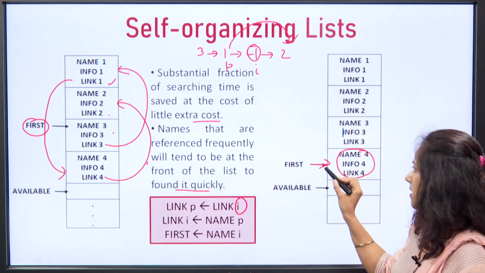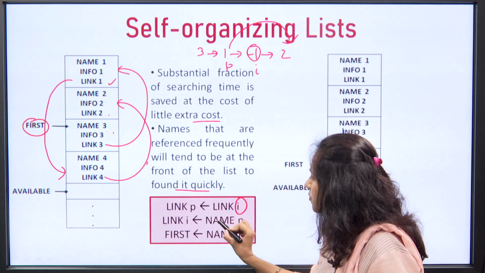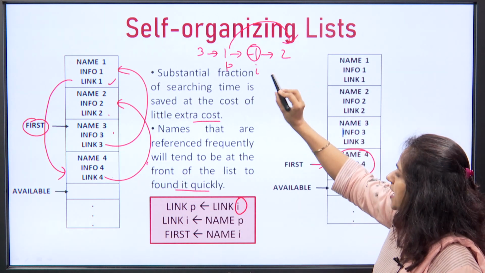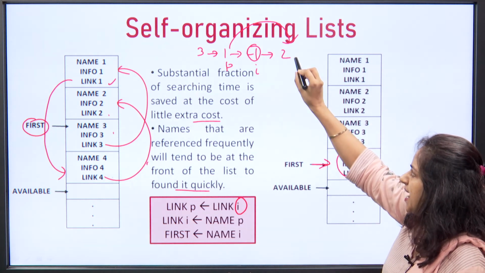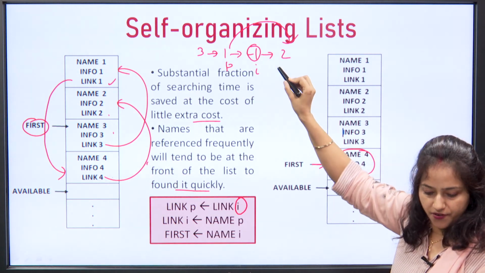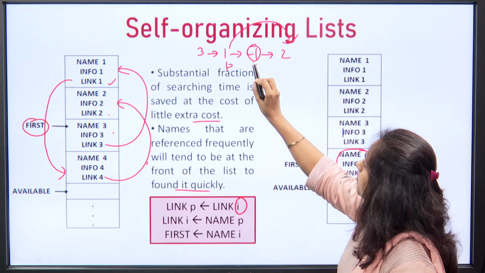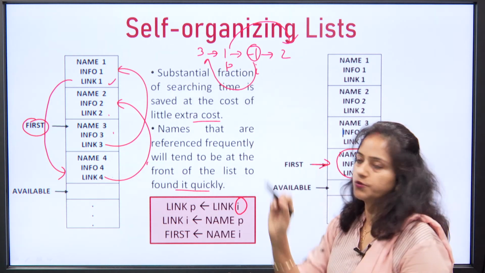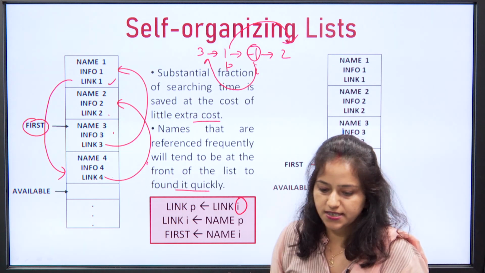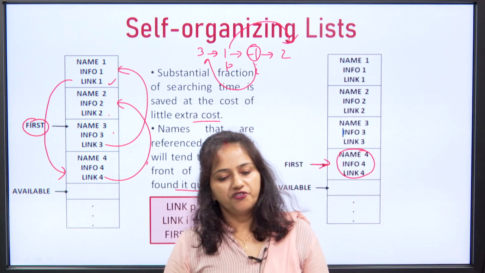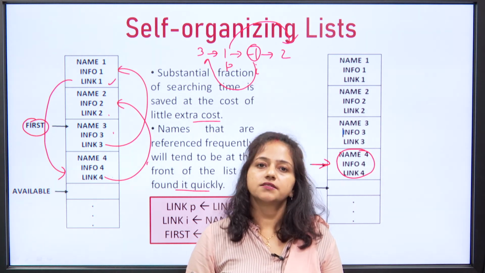So, first is here, that is this record, and now link of I is equal to name of P. Now, this is link of I, this is link field of I, and this will point to name of P, right. So, in that way we will update it. So, here this will point to this, and this will point to this, and this points to this. So, the pointers can be updated in this record in that manner. So, this is about the self-organizing list, where we attach one extra field, that is link, and it is helping us to reduce the searching time.